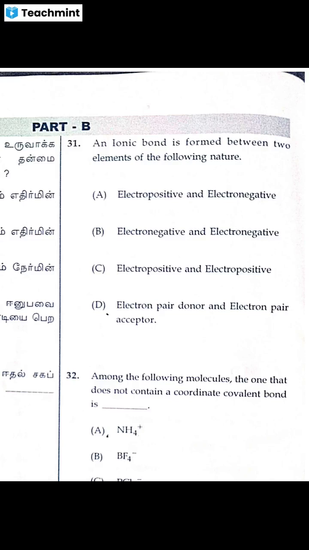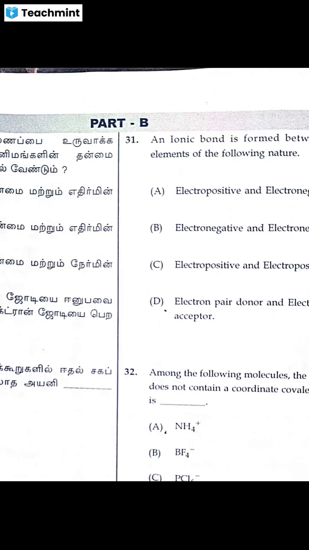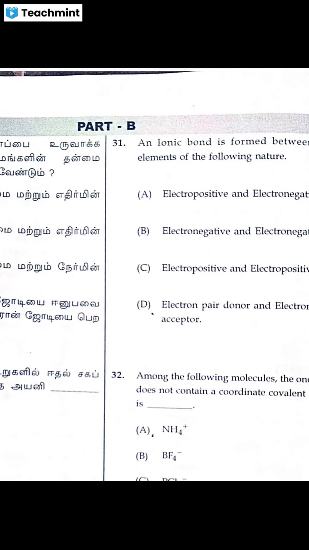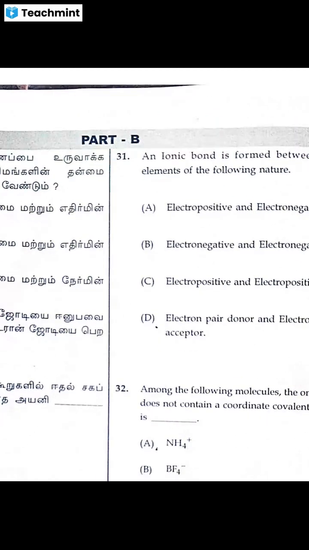So actually, the UGTRB answer key complete discussion, we will see one by one. The first question: an ionic bond is formed between two elements of the following nature. In an ionic bond, one is positive and one is negative. So option A is the correct answer.